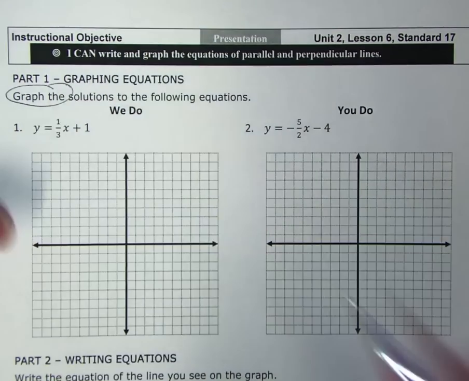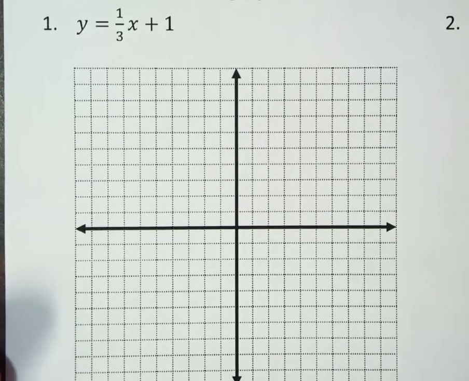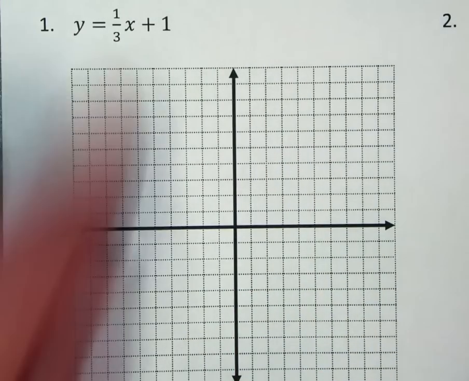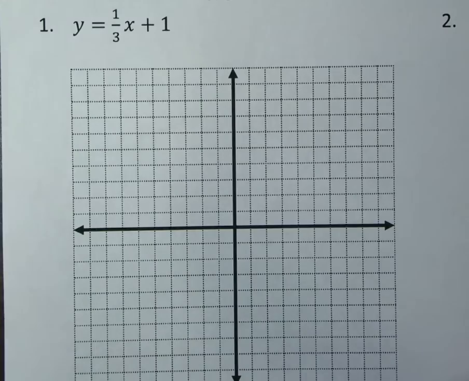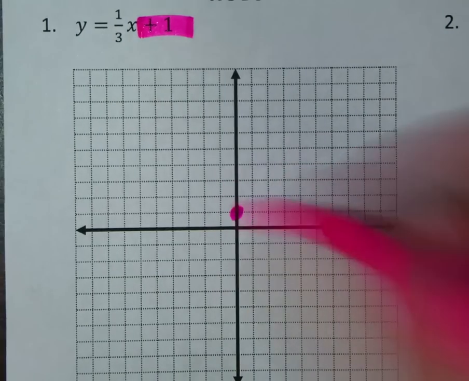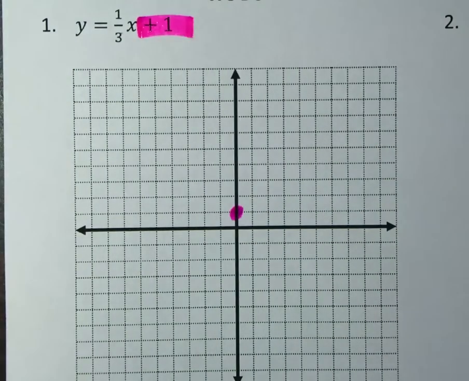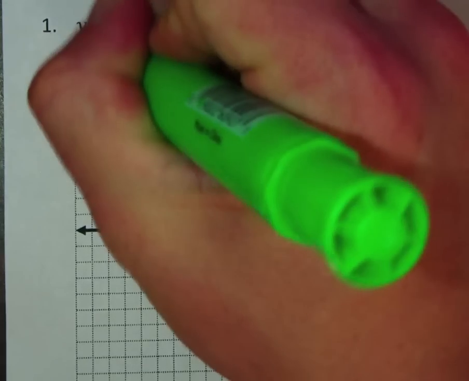Our task is to graph the solutions to these equations. I'm going to do one, and then you can go ahead and try one yourself. Our goal here, we can see we have slope-intercept form. You can make a table of solutions, inputs and outputs, or you can go ahead and realize your y-intercept is going to be here at 0, 1, and then your slope is going to be here at 1/3.